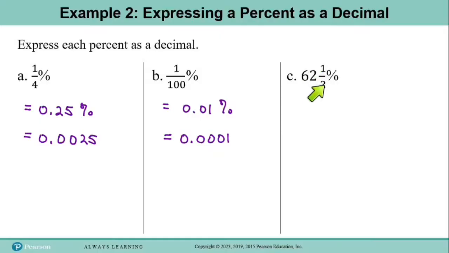Okay, now part C, 62 1/2%. Well, we know that 1/2 is equal to 0.5. So 62 1/2% would be written as 62.5%. Okay, now to eliminate the percent symbol, we'll need to move our decimal 2 places to the left. So when we do that, the decimal will end up in front of the 6, and of course we'll want to put a leading 0 there. So we will put 0.625, and then we will no longer need the percent symbol. Okay, so now that we've done that, let's move ahead.